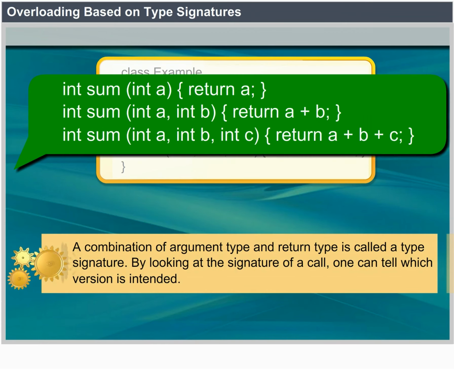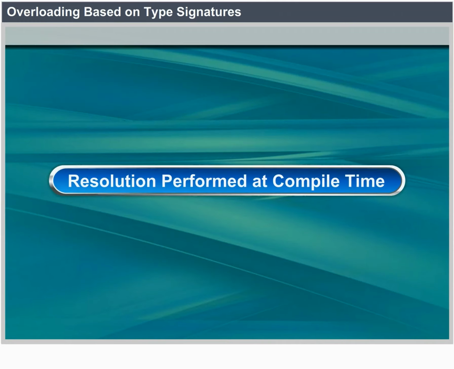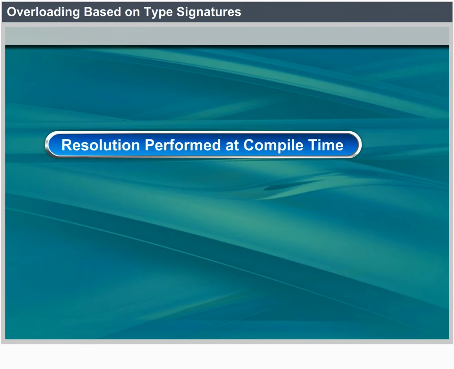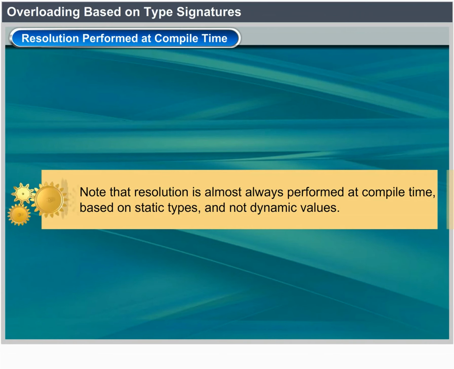A combination of argument type and return type is called a type signature. By looking at the signature of a call, one can tell which version is intended. Resolution performed at compile time. Note that resolution is almost always performed at compile time based on static types and not dynamic values.